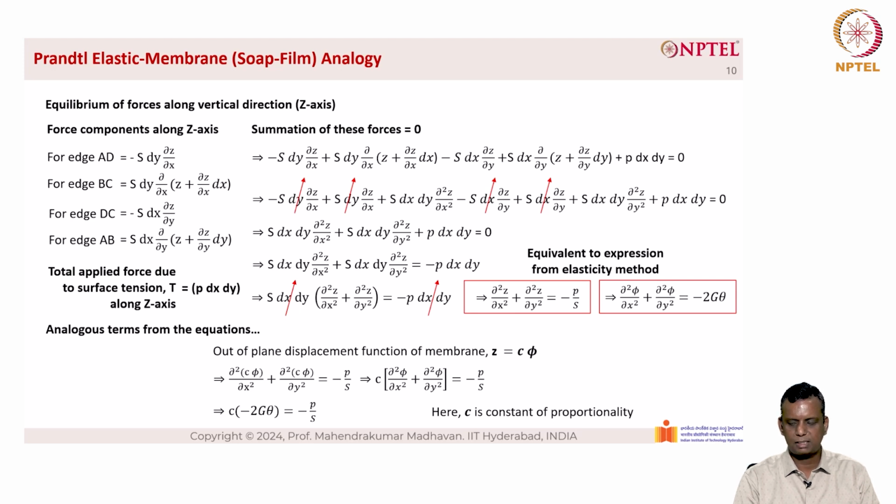So basically we are substituting ∂²φ/∂x² + ∂²φ/∂y² = -2Gθ, given on the right hand side of the page. We are substituting that here. So we get C into -2Gθ = -P/S. So this indicates -P/S = -C 2Gθ, where C is the constant of proportionality. This equation will be helpful in the coming slides, which you will see very shortly.